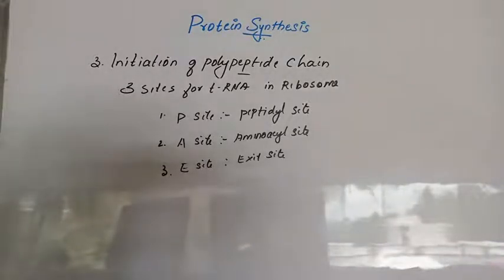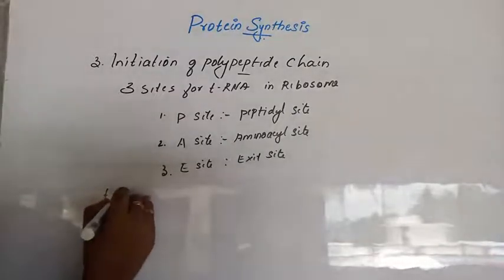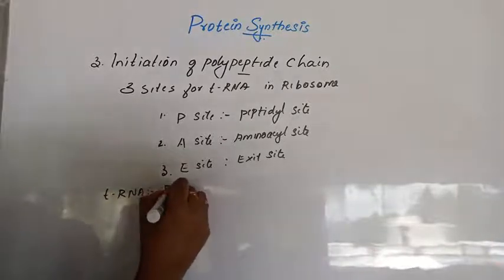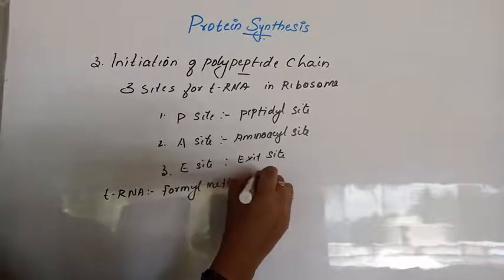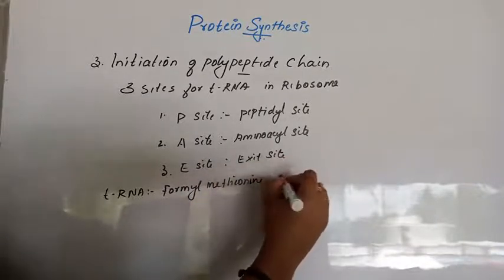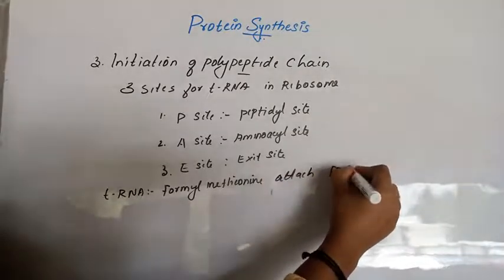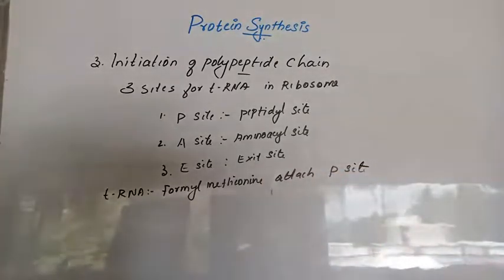Okay. The starting codon of mRNA is near the P site of the ribosome. Please listen: the starting codon of mRNA is near the P site of the ribosome. So tRNA with the formyl methionine amino acid first attaches to the P site.